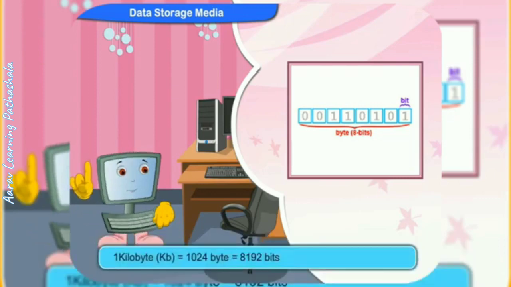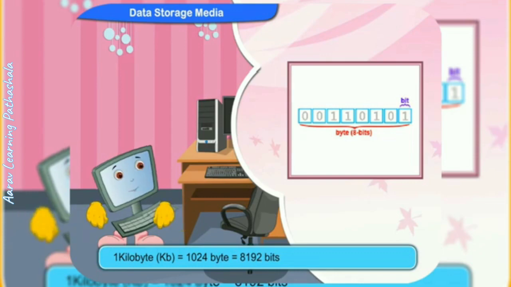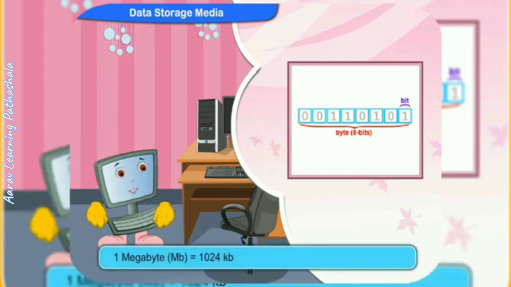1 kilobyte consists of 1024 bytes. So, 1 kilobyte contains 8192 bits. 1 megabyte is made up of 1024 kilobytes. 1 gigabyte is equal to 1024 megabytes.